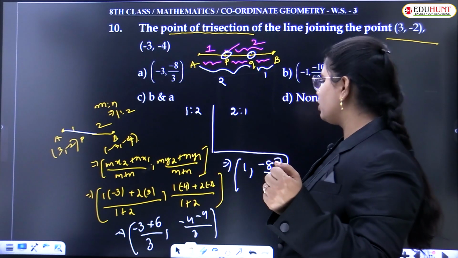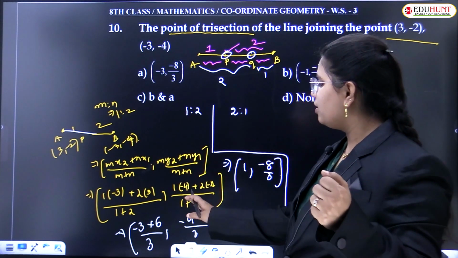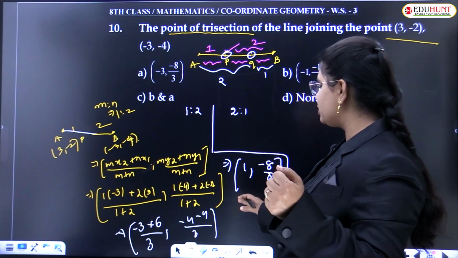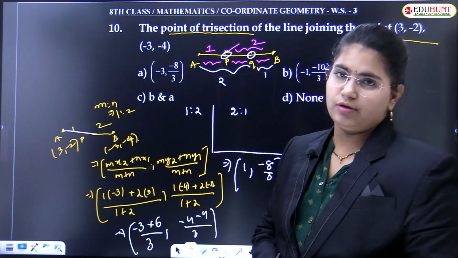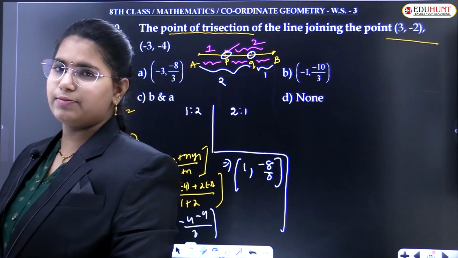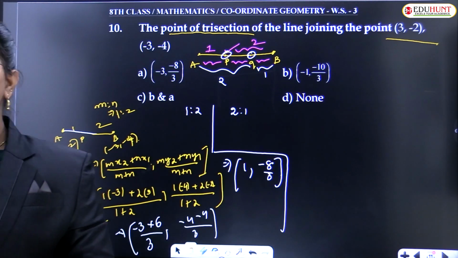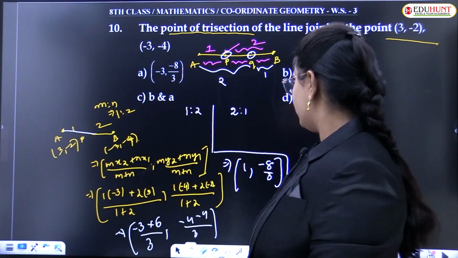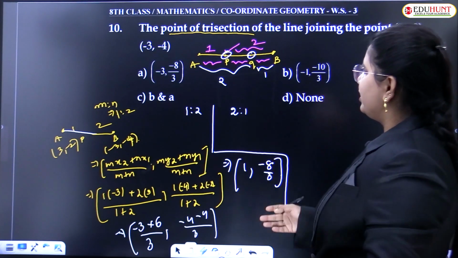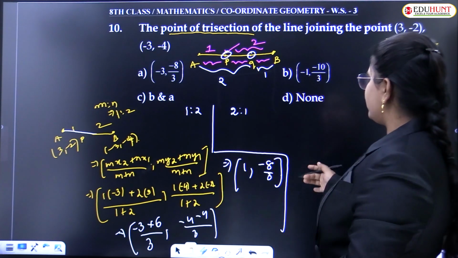So here we got one of the points: (-3 + 6)/3, (-4 - 4)/3. Right? Can you see this? Observe this, whatever I have done till now, please look into it. So here we got (1, -8/3). Yes. So let's check with the next question. So what is the next one?